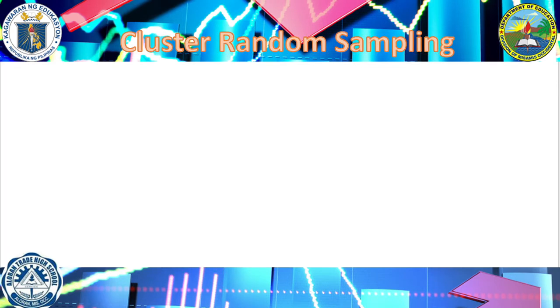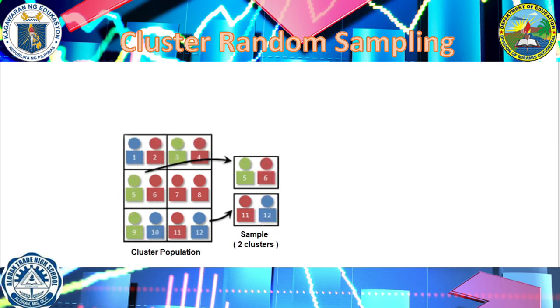Next is the cluster random sampling. Cluster random sampling is a method wherein the population is in clusters, known as cluster population.